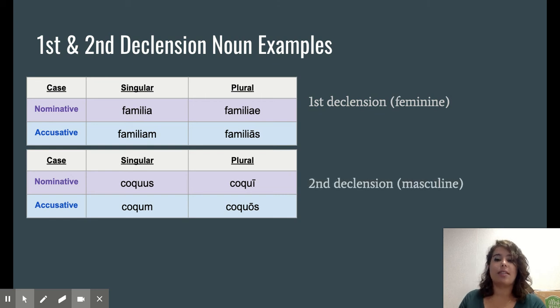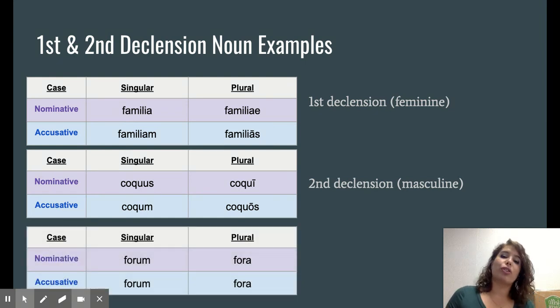Second declension masculine nouns, we have this example that I already told you, coquus, our word for cook. And again, in the plural, it will be coqui when it's the subject. The accusative direct object forms are coquum in the singular and coquos in the plural. And again, all masculine second declension nouns are going to have these endings. Nice and easy. And then second declension neuter nouns, these are not as common. Second declension is more often masculine than it is neuter, but there are some examples.